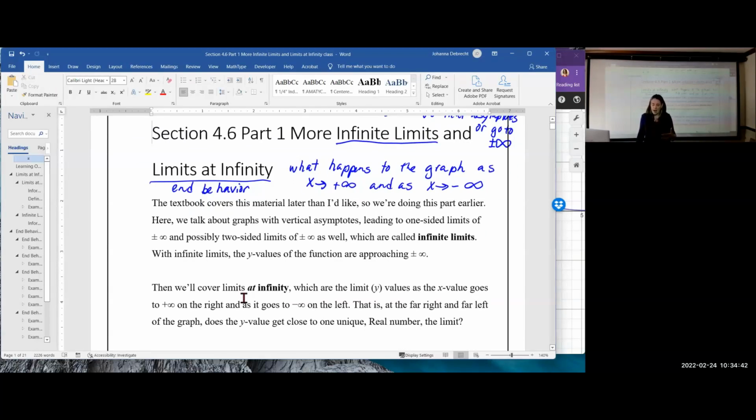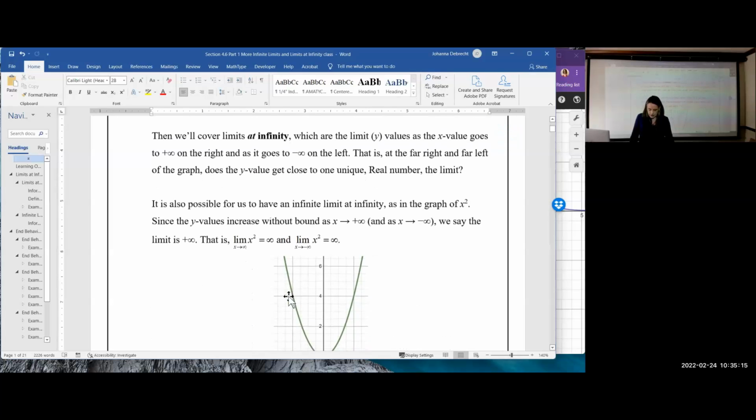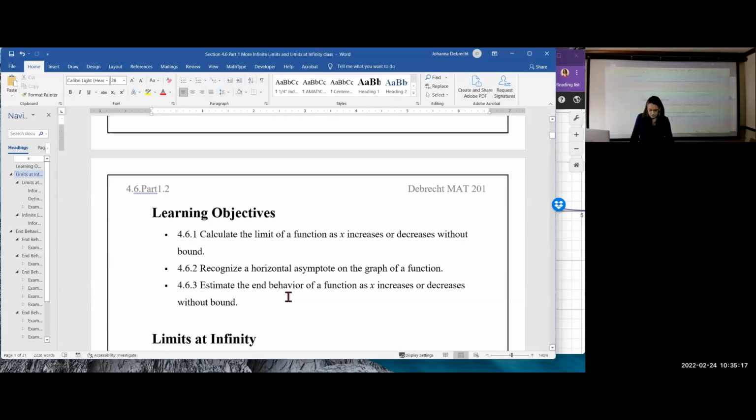Infinite limits are where the y value goes to infinity, and limits at infinity are where the x value goes to infinity. So y goes to plus or minus infinity, and in limits at infinity, x is going to plus or minus infinity. So that's the difference between the two. An infinite limit is talking about the y value going to infinity, and a limit at infinity, the "at" means x is going to infinity or negative infinity. Okay, so we've talked about most of these.